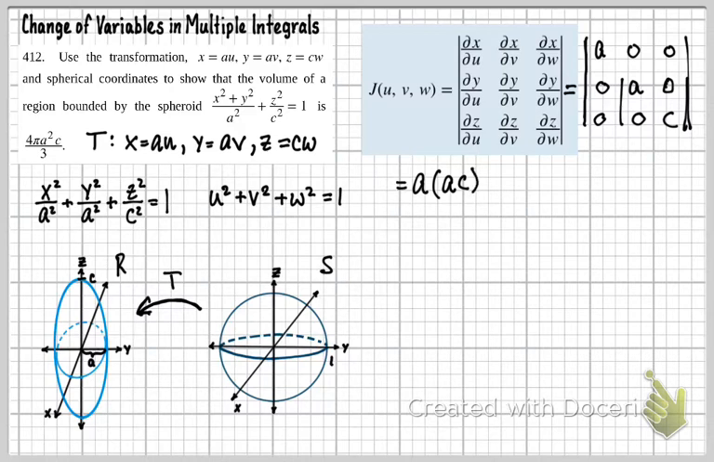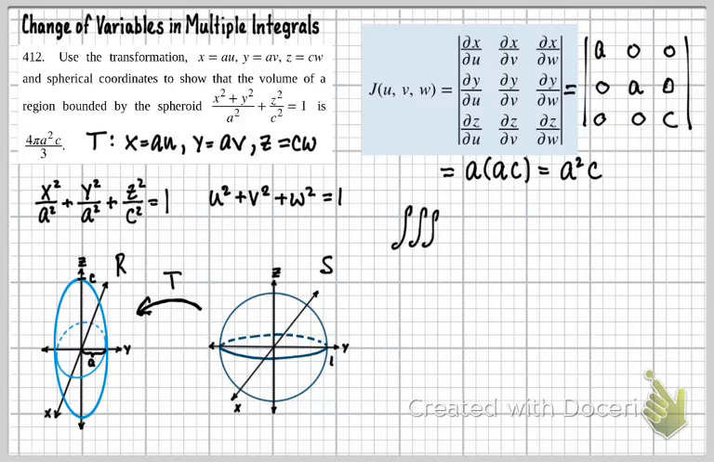So that tells me then that I'm just going to end up with a times ac, which equals a squared c. So that's my Jacobian, J of u, v, w here. That's my Jacobian for the first transformation. And you'll see why there's another one in a minute.